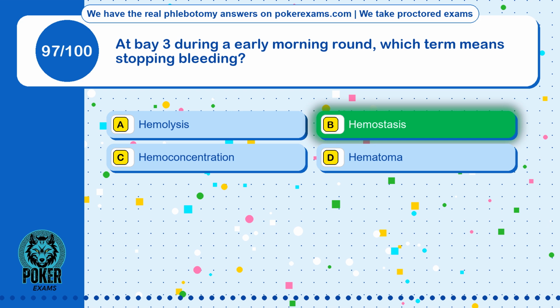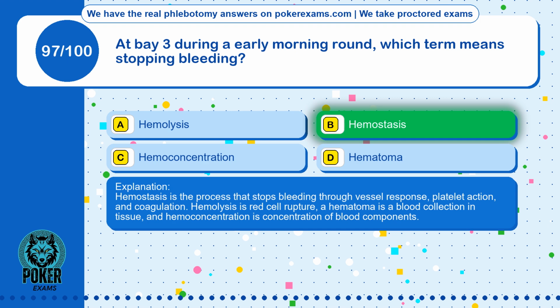The correct answer is option B. Hemostasis. Hemostasis is the process that stops bleeding through vessel response, platelet action, and coagulation. Hemolysis is red cell rupture, a hematoma is a blood collection in tissue, and hemoconcentration is concentration of blood components.